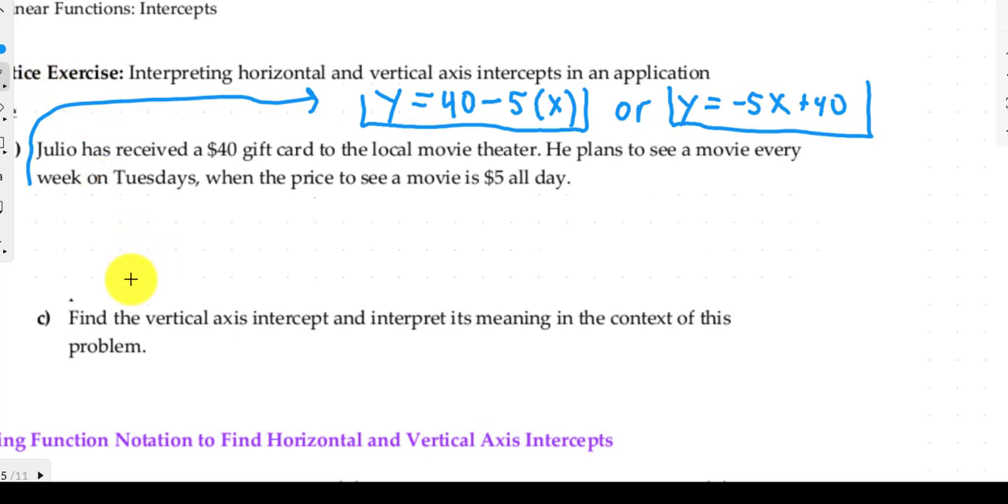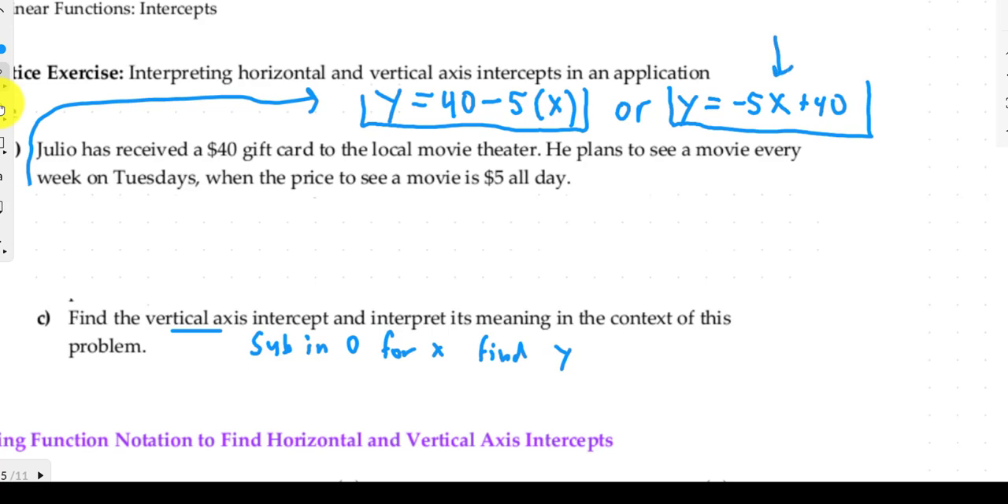Okay, so for letter C, it now says find the vertical axis intercept. So for this one, this is where we're going to sub in 0 for X, and then we find Y. Right? The last problem, we subbed in 0 for Y to find X. But now we sub in 0 for X and find Y.